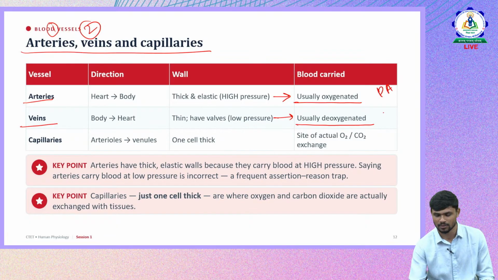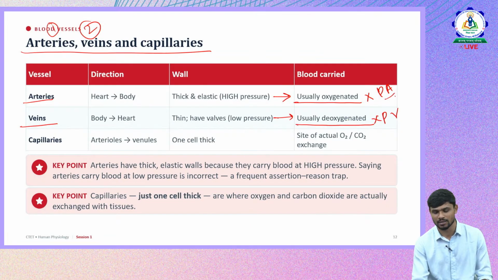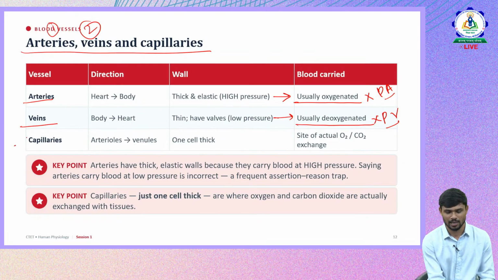Pulmonary artery and pulmonary vein are opposite. Please remember, all arteries carry oxygenated blood and all veins carry deoxygenated blood, but the exception is only the pulmonary artery and pulmonary vein, which do exactly the opposite. Then capillaries, arterioles and venules.